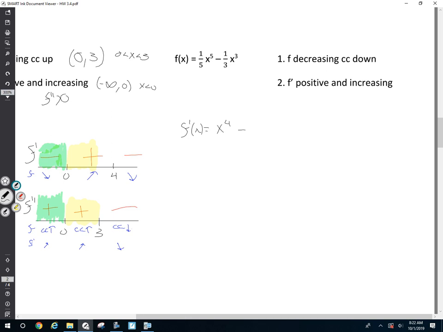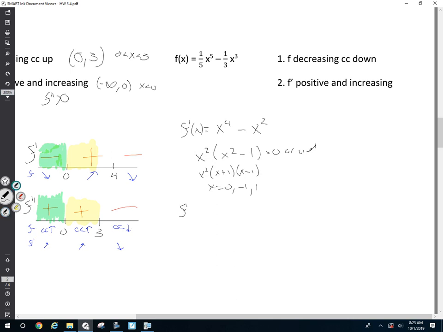x to the 4th minus x squared. All right. x squared minus 1. That gives me x plus 1, x minus 1. 3 points versus the other ones that are just 2.